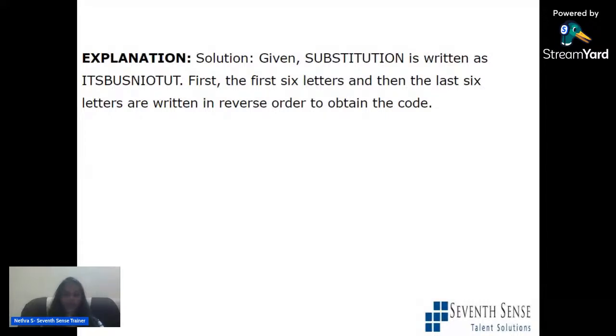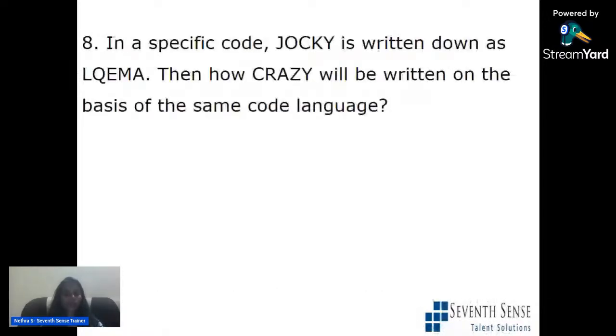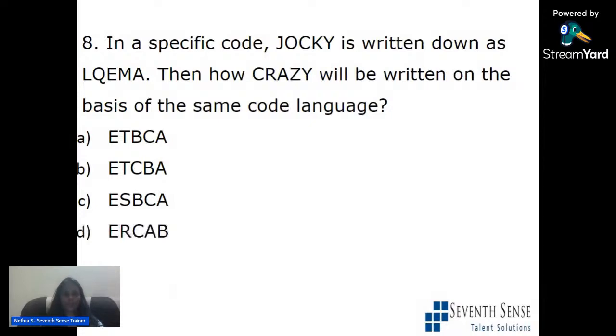Good. So we'll move to the next question. That is the eighth question. In a specific code, jockey is written as LQEMA. Then how will crazy be written on the basis of the same code language? And here are your options. Option A, ETBCA. Option B, ETCBA. Option C, ESBCA. And option D is ERCAB. Just read the question two or three times and try to answer it. Just understand the logic of how the first word is coded, then try to apply the same logic to the second word in the question.